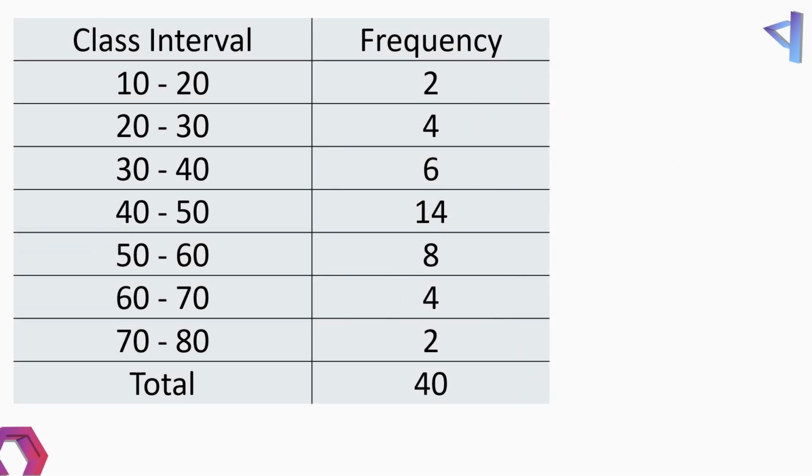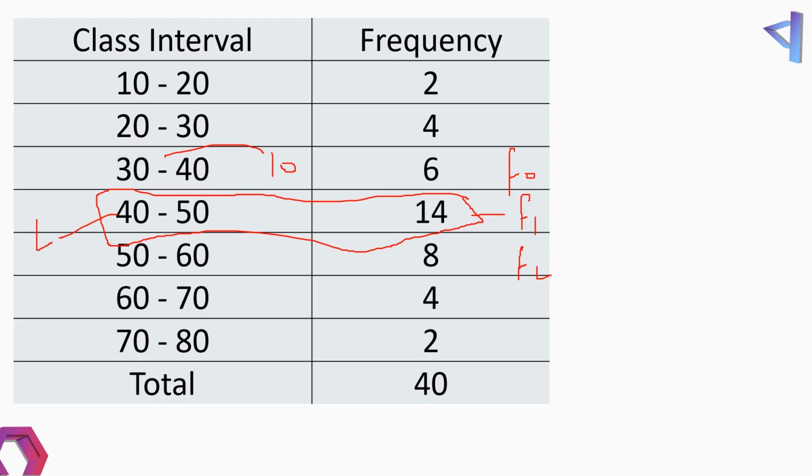Let's take an example. Here are class intervals, and this is the frequency. The simplest way is to select the highest frequency here, which is 14. Select that class, and the lower value is L. The selected frequency is F1, the preceding one is F0, and the succeeding one is F2. H is the gap between these two, which is 10. Substitute these values.